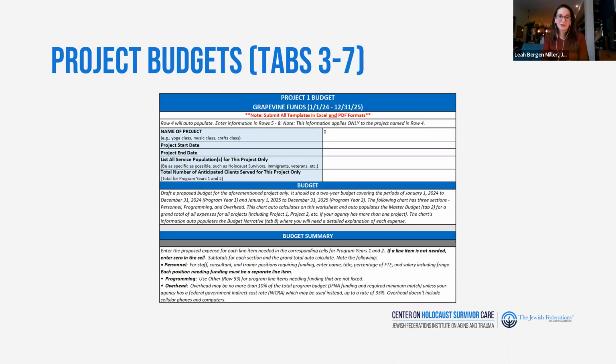And you're going to indicate which budget is for which project by giving it a name. You have some examples here: yoga class, music class. Those are just a couple of things that we've funded in the past.